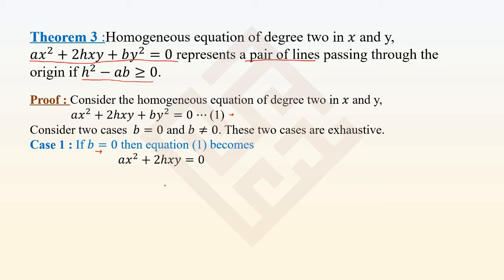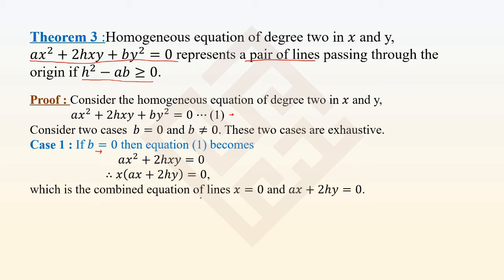ये दोनों टर्म में से हम x कॉमन ले सकते हैं. So let's take x common. So x multiplied by ax plus 2hy is equal to 0. So if you look at this, again we have multiplication of two terms equal to 0, that is going to give you the first term is 0 or the second term is 0. So which is a combined equation of the lines x is equal to 0 and ax plus 2hy is equal to 0.